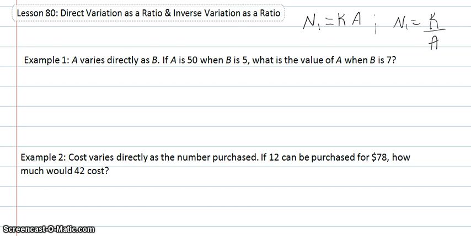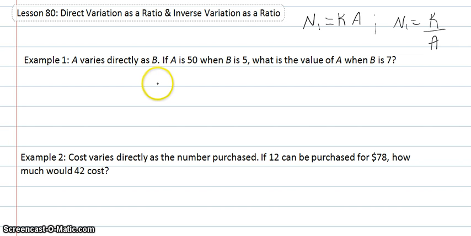And now we're going to set it up as ratios and proportions. We'll still get the same answer both ways, but you may find that for different situations, one might be better to use than the other. So in example 1, A varies directly as B. If A is 50 when B is 5, what is the value of A when B is 7?